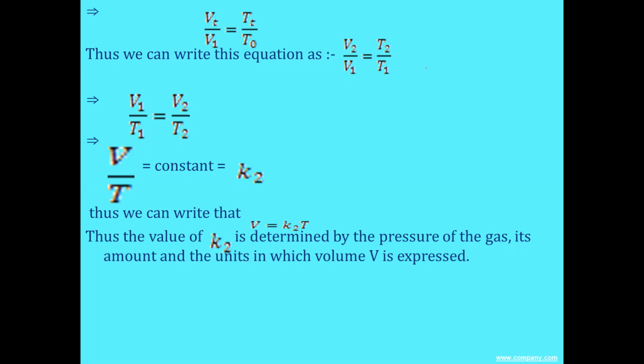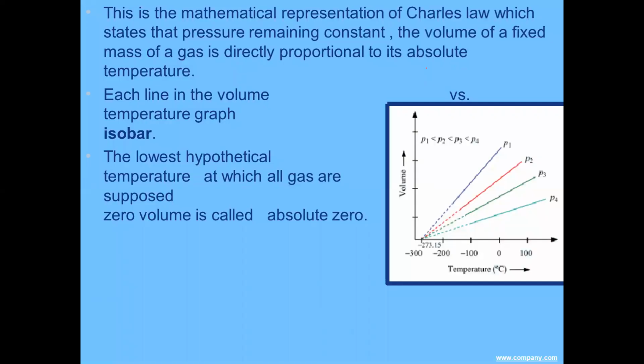So the value of K2 is determined by the pressure of the gas, its amount, and the units in which volume V is expressed. So Charles' law states that, pressure remaining constant, the volume of a fixed mass of gas is directly proportional to its absolute temperature. So if we increase the temperature, the volume of the gas will increase. The conditions are that the mass of the gas should be fixed and pressure should be constant.